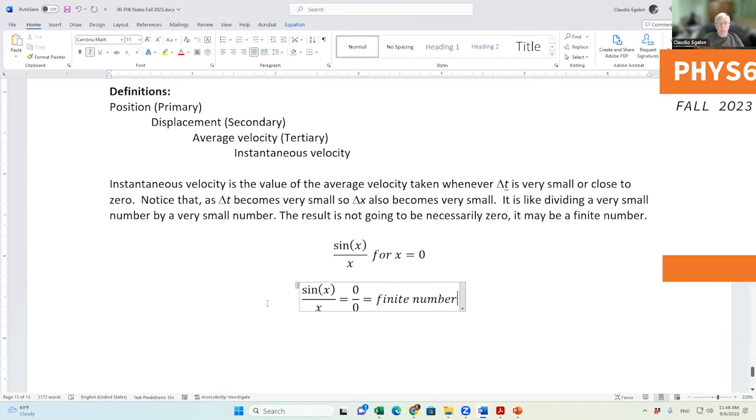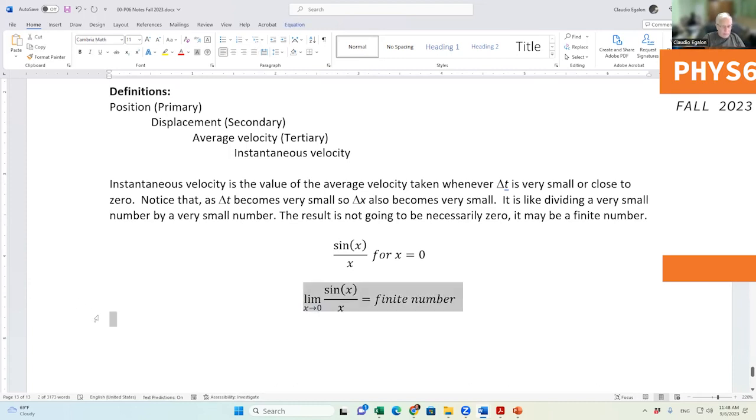And it's possible to see that using Excel. When you have a situation like that, how do we write? A better way of writing this ratio is by writing the limit when x goes to 0, which, by the way, ends up being a finite number.